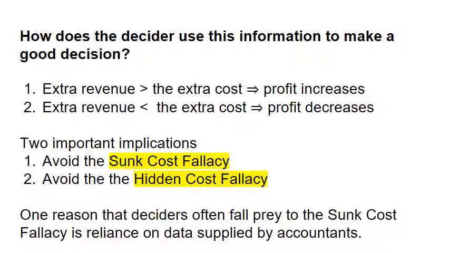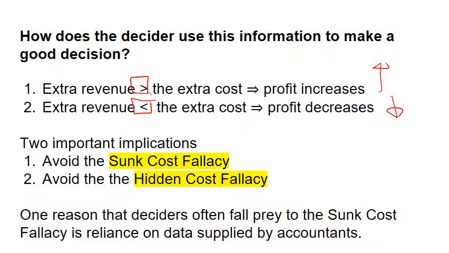Now, how do we use this information to make a good decision? The logic is simple. You should undertake an all or nothing activity only when the extra revenue exceeds the extra cost. If the extra revenue is greater than the extra cost, then taking the action makes profit go up. Yay, owners like that. On the other hand, if the extra revenue is less than the extra cost and the action is undertaken, profit goes down. Boo, owners don't like that.